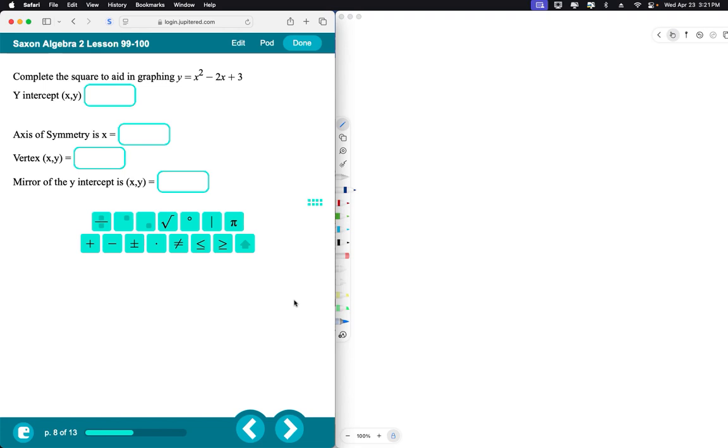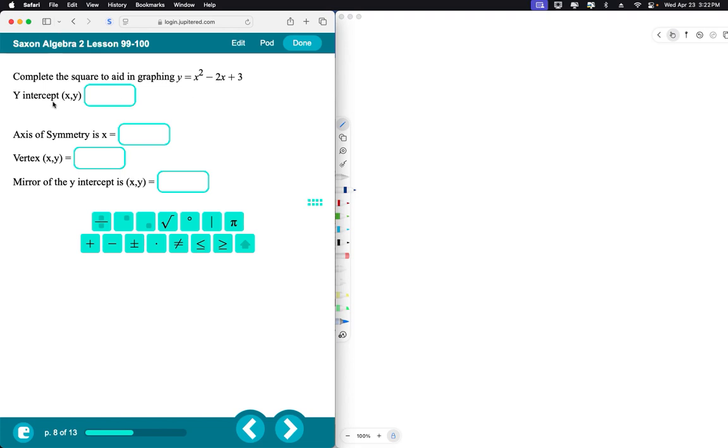What is lesson 100? Okay, so we're going to complete the square to aid in graphing. Completing the square tells us the points that we need to have in order to graph a parabola. That's what this is all about. And if you need more information on that, you can go and watch the video. But basically what you're going to do is you're going to complete the square in a certain way, and it's in your book what those steps are. It is written in your workbook.